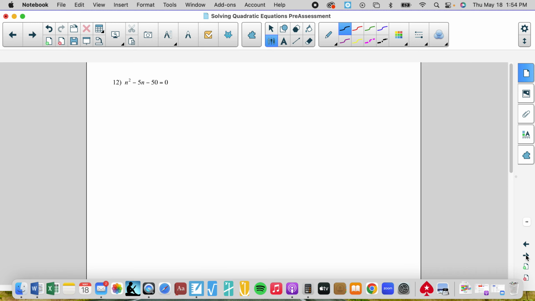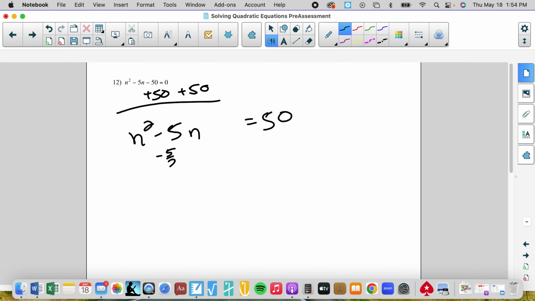And the last one, we're going to add 50 to both sides. We get n squared minus 5n equals 50. Ooh, notice our b is an odd number. So I'm going to take half of that. Half of negative 5 is negative 5 over 2. That's as easy as taking half of a number. And now we're going to square that. So that's negative 5 over 2 times negative 5 over 2, which is going to give me a positive 25/4. What I do to one side, I need to do to the other.